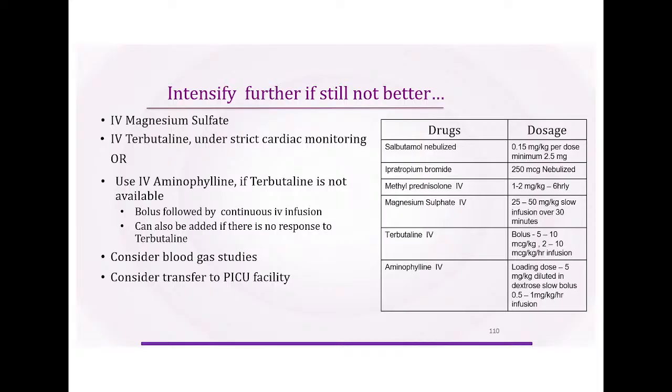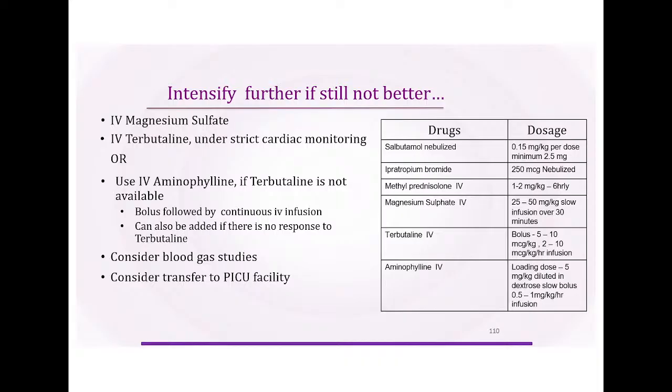So what can we intensify, what can we do after this. We have given all the inhaled medicine, steroid, oxygen driven nebulization. Now we have, for acute severe exacerbation, magnesium sulfate, IV terbutaline, but that has to be given under cardiac monitoring. Aminophylline, if terbutaline is not available, and the recommendation is give bolus first and then continuous IV infusion. Consider blood gas, ABG has to be done to look for CO2, and consider transfer to PICU facility.